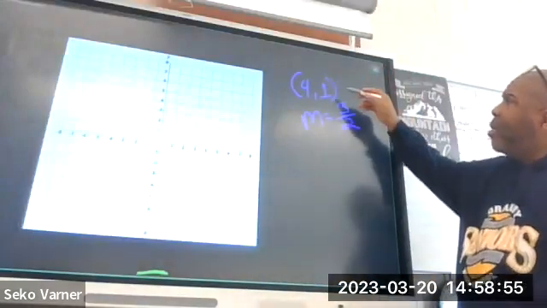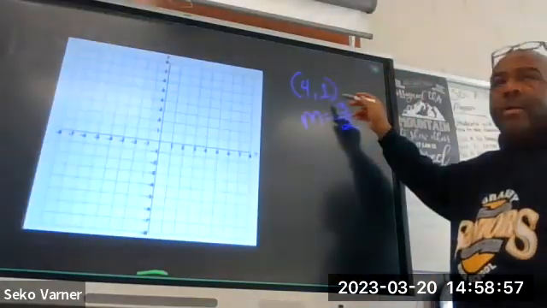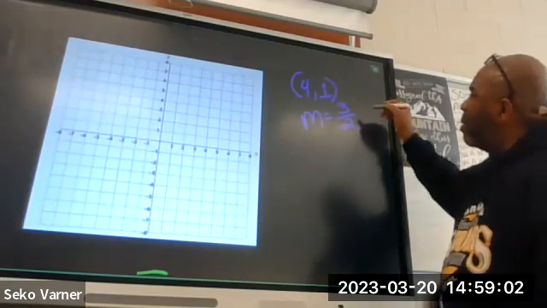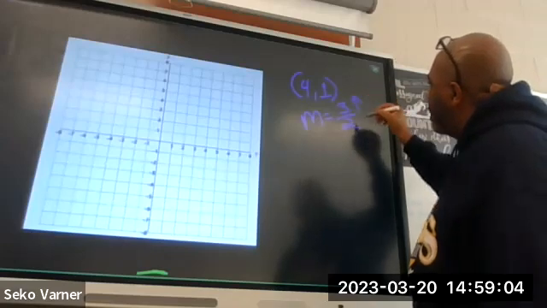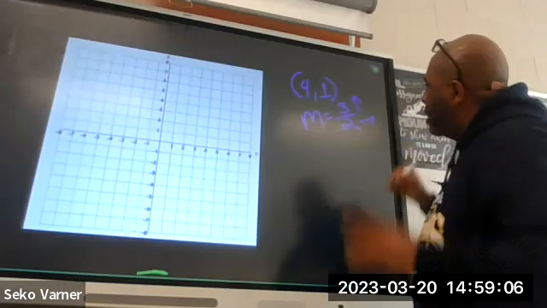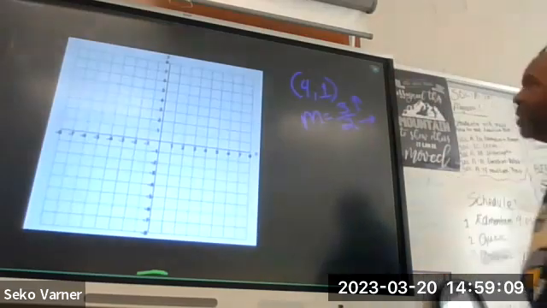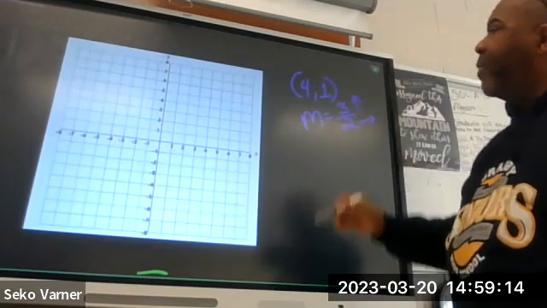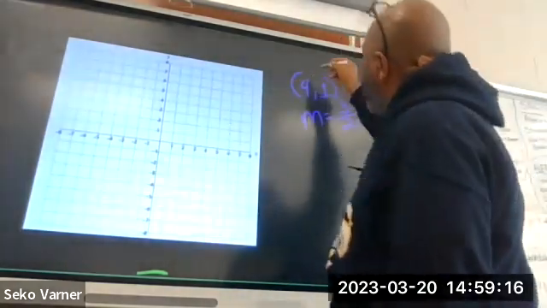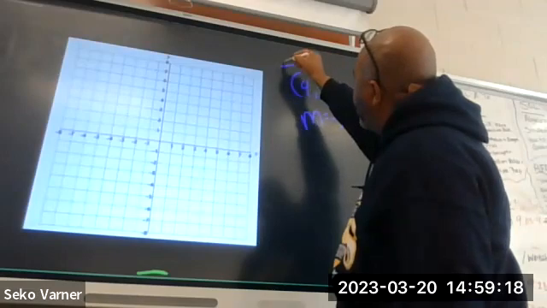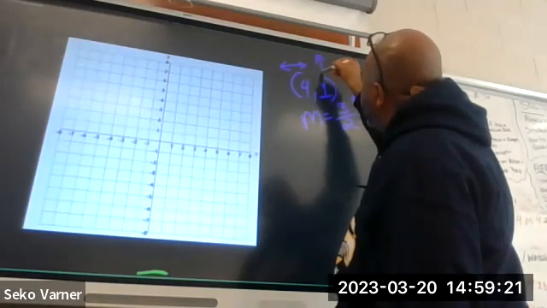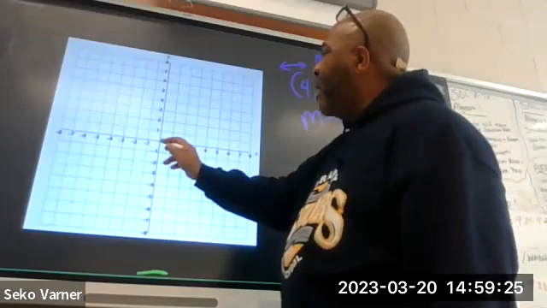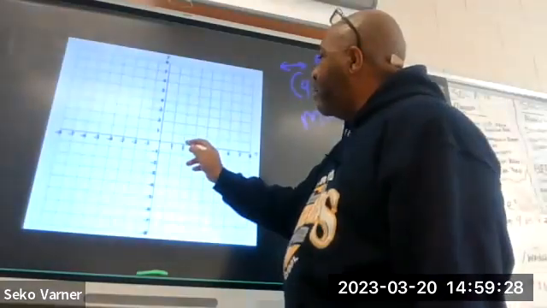So our coordinate is 4, 1, and our slope is 3/2, 3 over 2. That means I'm going to go up 3, and I'm going to go to the right how many? 2 times. I'm going to go up 3 to the right 2 times. So I'm going to look on here for 4, 1. So remember, the x tells me left or right, and the y tells me up or down, right? So I start at my point of origin, and I go over how many? 4. 1, 2, 3, 4.